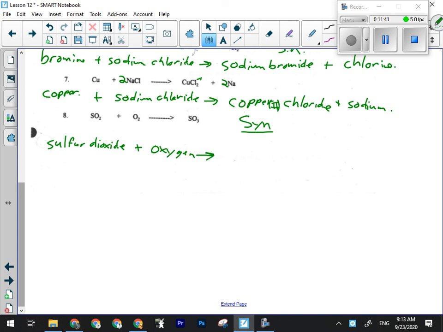Now, a lot of people look at SO3 and they go straight to their table of polyatomic ions and say this is sulfite, but it's not. Okay, sulfite as an ion can only be present in a compound. It will not exist by itself. So this is a compound and must be named as such. This is sulfur trioxide.